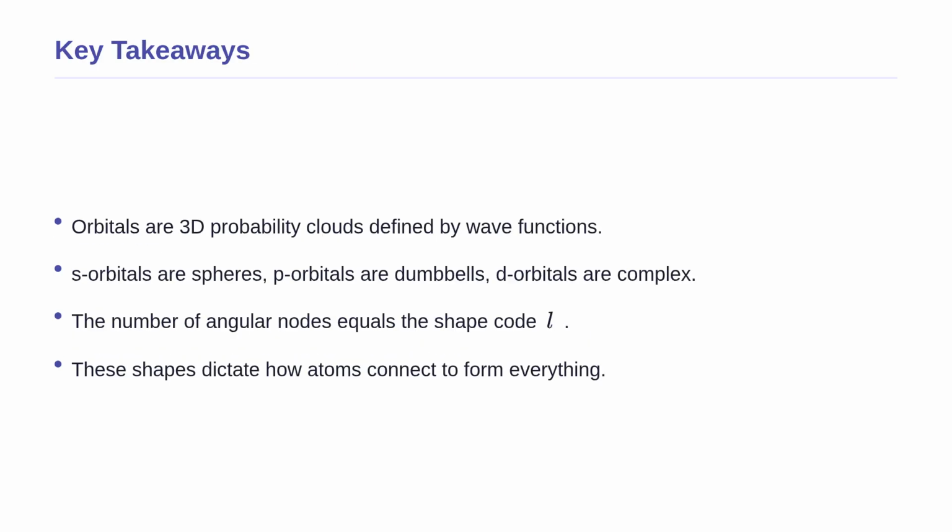Let us summarize what we have learned today. Atomic orbitals are 3-dimensional probability clouds that show where an electron is most likely to live. We saw that s orbitals are simple spheres, p orbitals are directional dumbbells, and d orbitals are complex double dumbbells. These shapes are mathematically dictated by the angular wave function, and the number of angular nodes is always equal to the shape code L. Mastering these fundamental shapes allows us to visualize the invisible building blocks of the universe and predict how they connect to form everything around us.